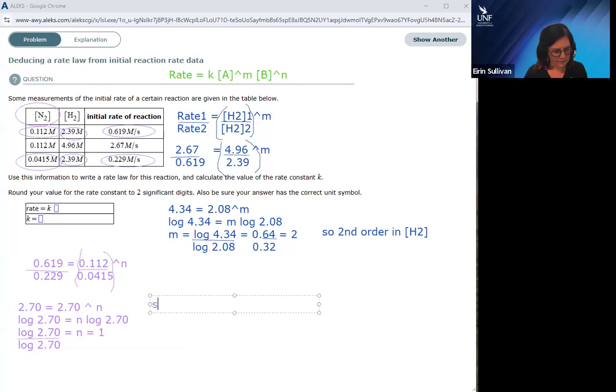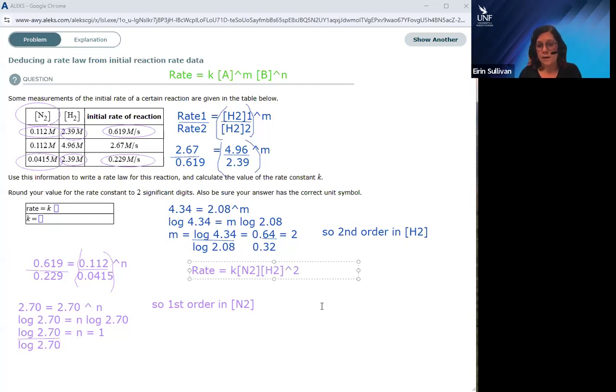So first order in concentration of nitrogen. So then we can use that general form of the rate law to write ourselves a rate expression. So rate equals k times the concentration of nitrogen raised to the power of 1 because it's first order, so you don't have to put in anything there, and then times the concentration of H2 raised to the power of 2 because it's second order in hydrogen. So that would be your answer for that first part.